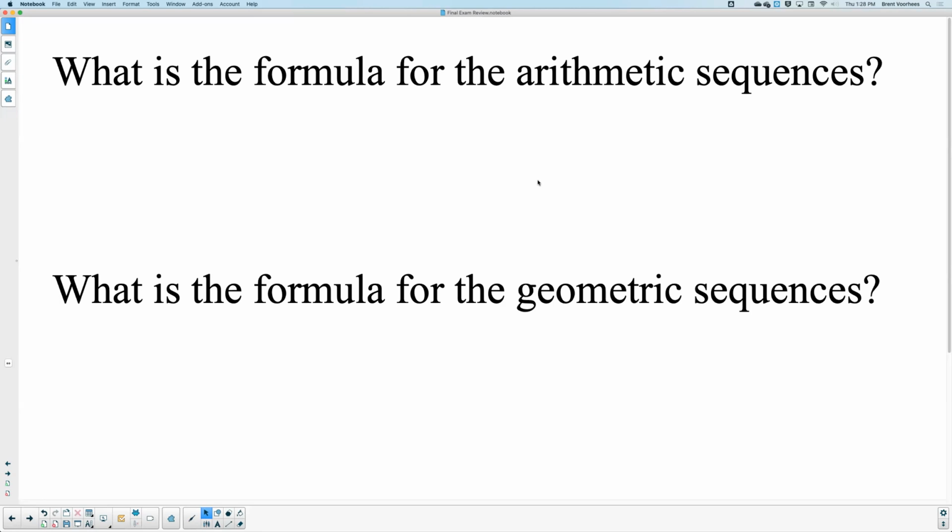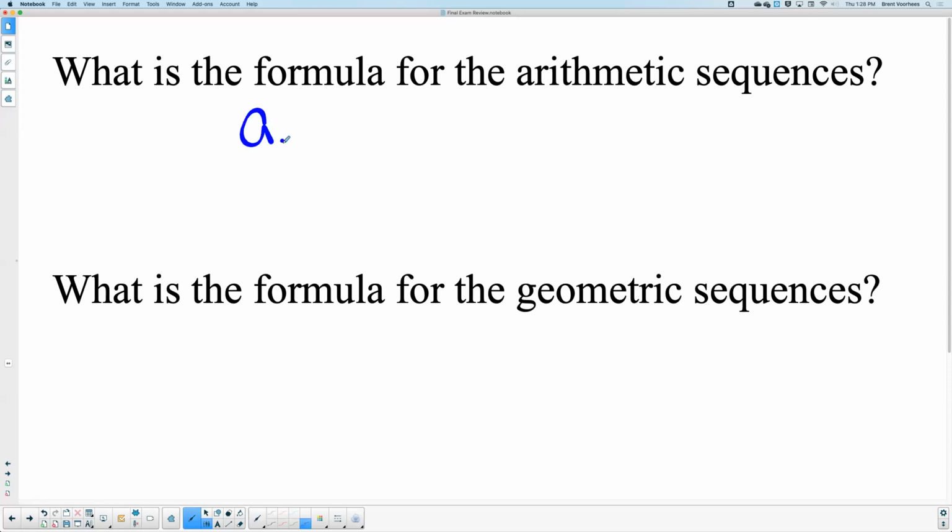Let's start with arithmetic. What does it mean to be arithmetic? Adding or subtracting. So sequences that add or subtract. And what does it mean to be geometric? Okay, and that's going to give you a hint on the formulas. They all start the same. How did they start?